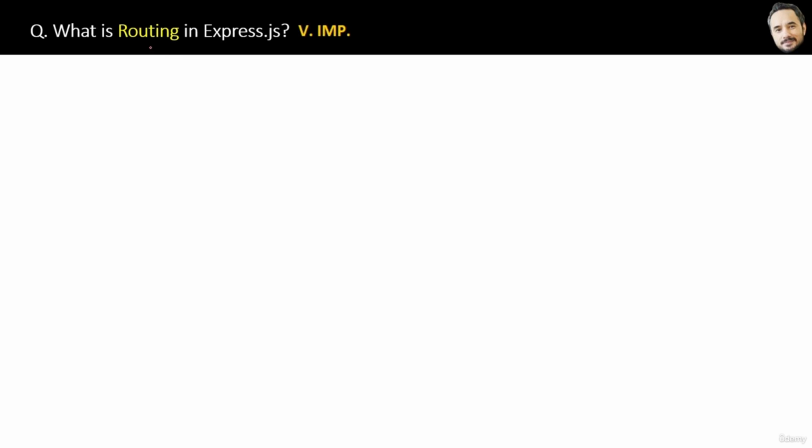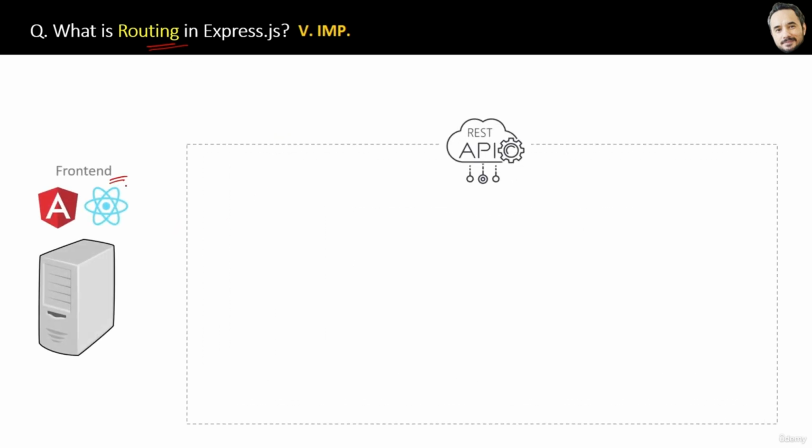What is routing in Express? Let's quickly understand with the help of a diagram. We already know we have a front end which can be in Angular, React, Vue, etc. And then we have a REST API, which in our case is in Express and Node.